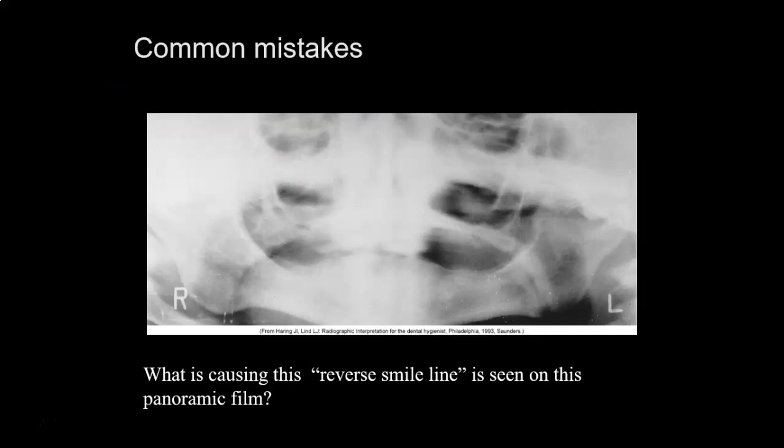What is causing this reverse smile line? This is very hard to see. Reverse smile line. So if a patient's head is tipping up, what happens to their smile line? It looks like a frown. It's turning their smile upside down. So a patient's head goes up, chin goes up, the occlusal plane flattens or goes down.